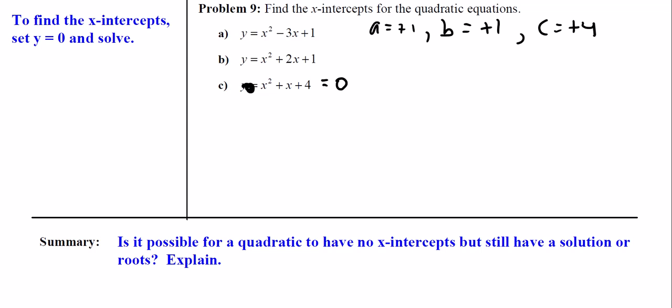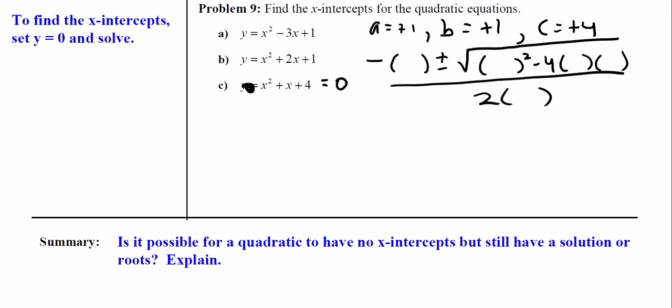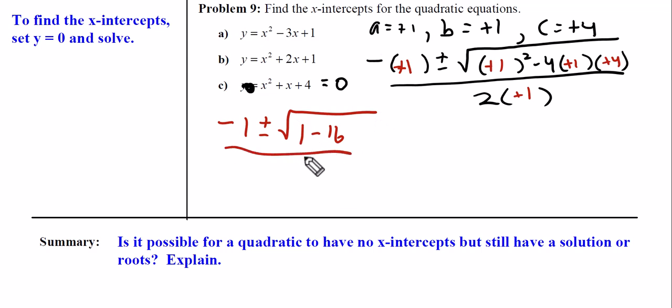Here's the quadratic formula, blank. We're going to plug in a B right here, B right here, and AC, so it's positive 1, positive 4, and then 2A. Awesome sauce. Let's clean this up. This is a negative 1 plus or minus the square root of 1 minus 16 over 2, which is a negative 1 plus or minus the square root of negative 15 over 2.